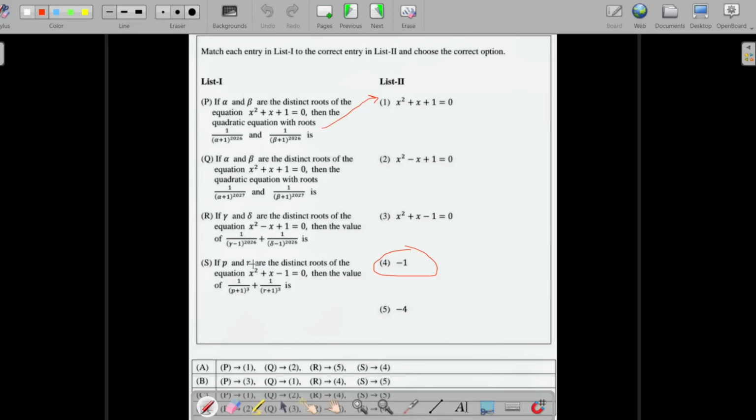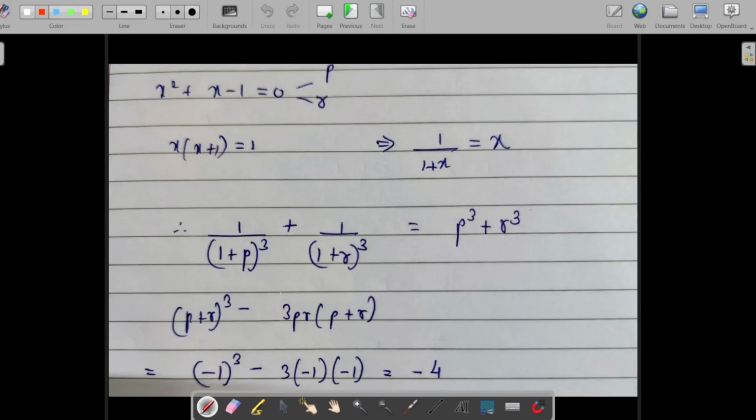So finally we move to this last option, and I don't think this will require any knowledge of complex numbers. P and R are distinct roots of x square plus x minus 1 is equal to 0. So we have to find this value. For that, let us focus on the equation that P and R are the roots of x square plus x minus 1 is equal to 0. Let us take 1 to this side. 1 will be here. We will factorize this. It will be x into x plus 1.